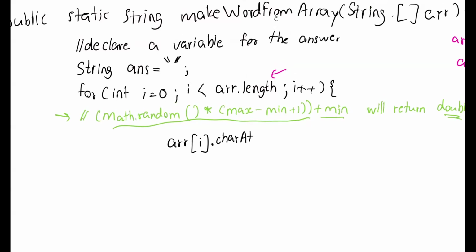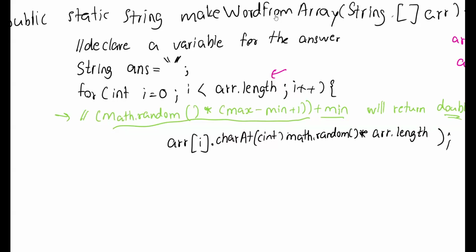Why do we use charAt? We're going to get each letter, and then we're going to put the index, and the index is random. So as the student said, yes, first we're going to typecast to integer because it will return a double. And then we can use Math.random times the array.length. Make sure you put parentheses around this.